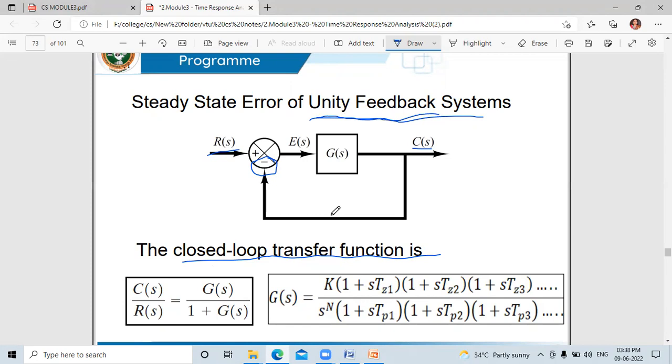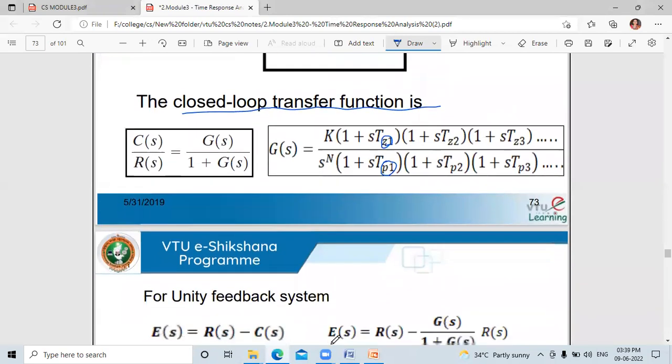G of S we can write as K into (1 plus sT_Z1), (1 plus sT_Z2), (1 plus sT_Z3), divided by s to the power of n, (1 plus sT_P1), (1 plus sT_P2), (1 plus sT_P3). Z indicates zeros, P indicates poles. We will come to know in detail in root locus what zeros and poles are. From the characteristic equation, we will find out the poles.